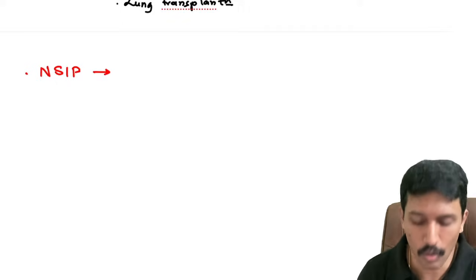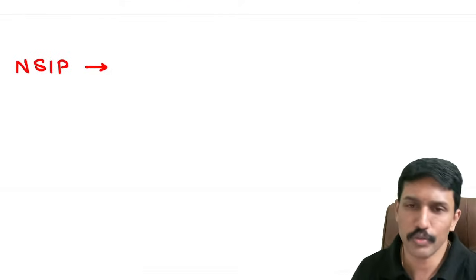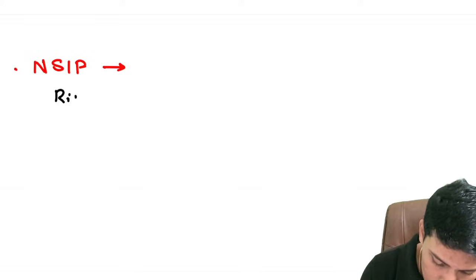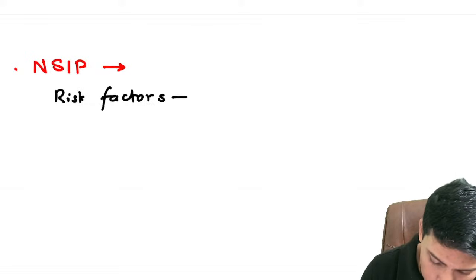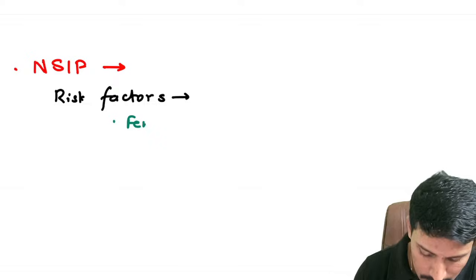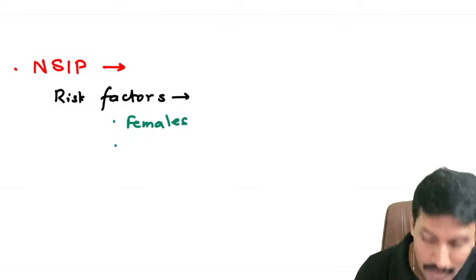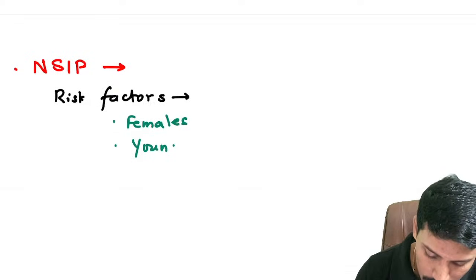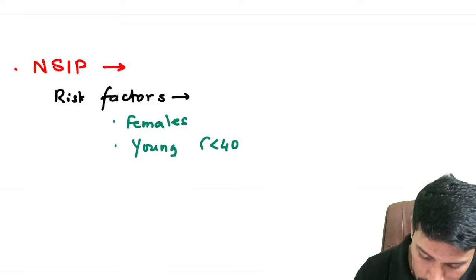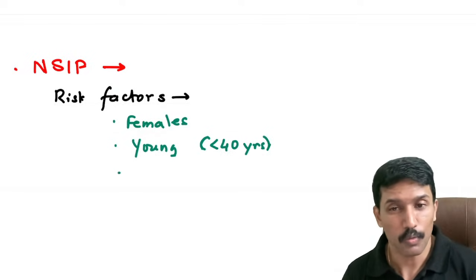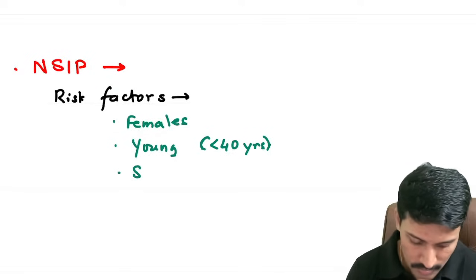Non-specific interstitial pneumonia, or NSIP. This is also idiopathic, ILD of unknown cause. And when it comes to this, if you have to talk about risk factors, write exactly opposite of IPF. IPF was more common in males. This is more common in females. IPF was more common in elderly, age more than 55 years. This is more common in young, age less than 40 years. IPF was more common in smokers. This is more common in non-smokers.